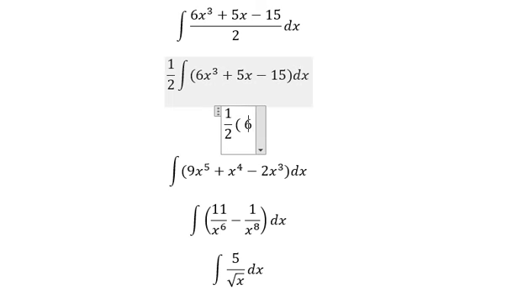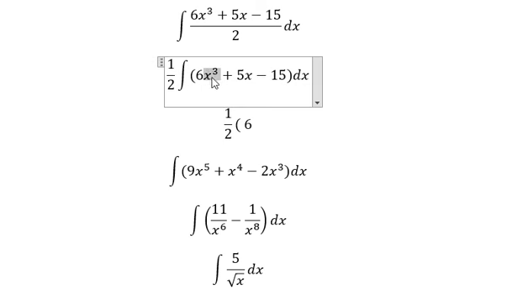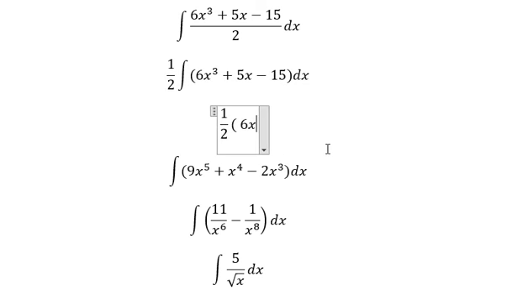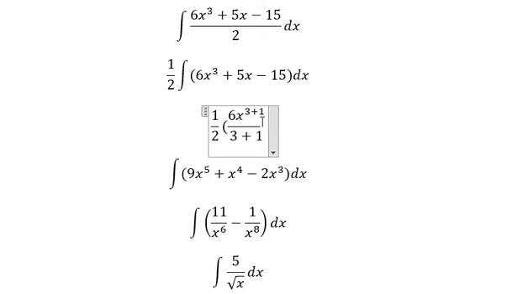We put number 6 in here, the integral of x to the power of 3. You will got about x to the power of 3 plus 1 over 3 plus 1. In this situation, 3 plus 1 you got about 4. This one you got about 4.